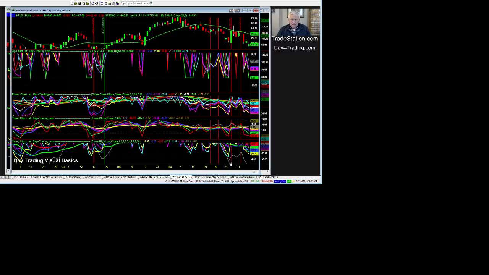Because what happens is your swing gray, your swing cyan, your swing yellow, and your swing pink all go up on the same day. And normally that never happens. Usually the pink goes up first, and then the yellow, and then the cyan. The gray is the last one to go up.